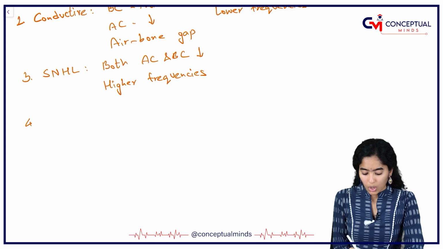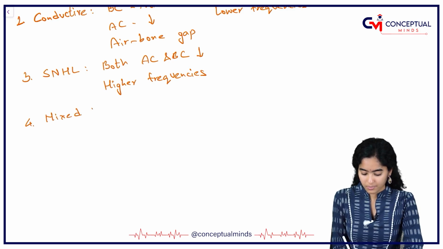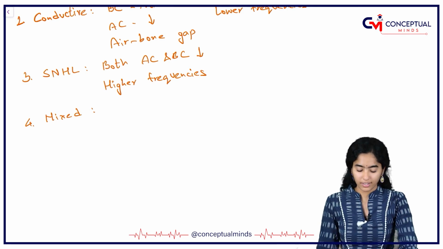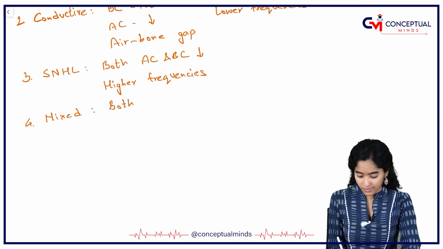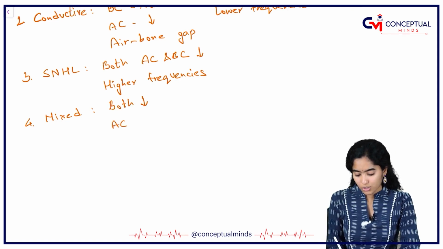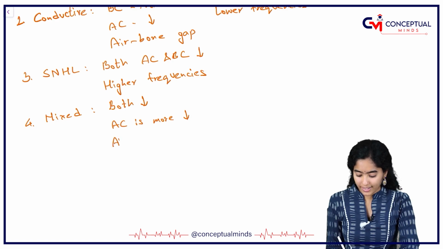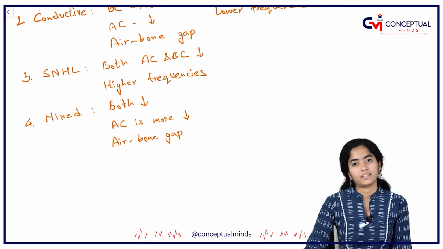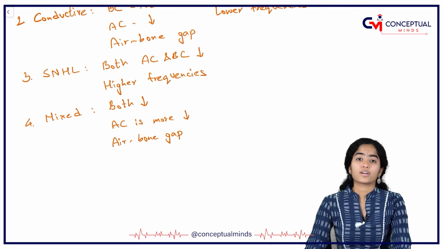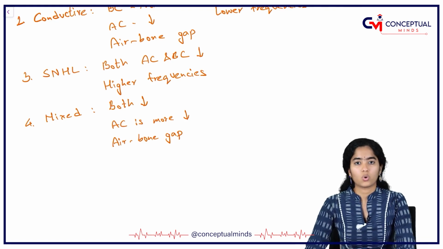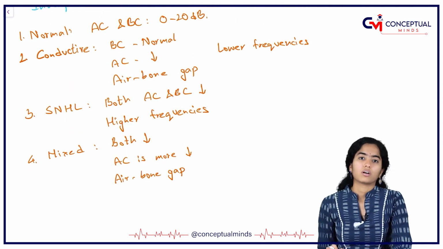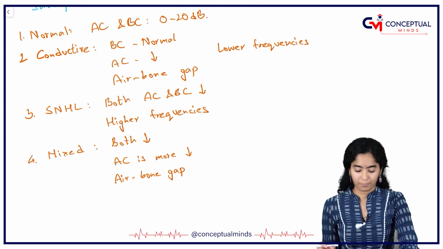In a patient with mixed type of hearing loss, both conductive defects and sensorineural defects are present. Then what happens? Again, both are reduced, but air conduction is much more reduced. So again you will see an air-bone gap. Both are reduced, but air conduction is more reduced than bone conduction, so an air-bone gap is seen. These are the various types of charts that are observed on an audiogram.